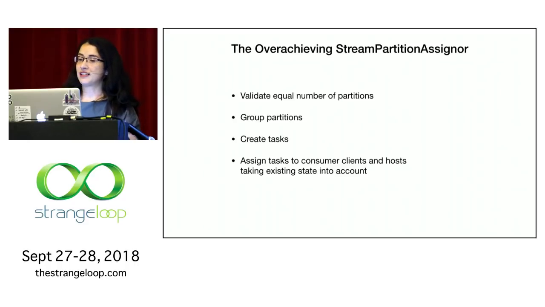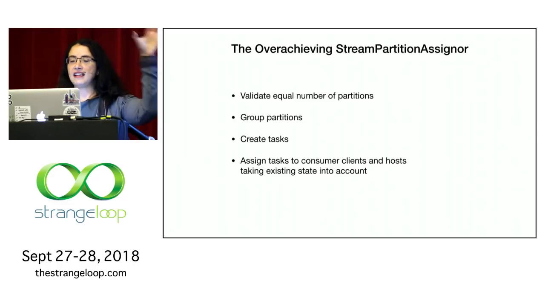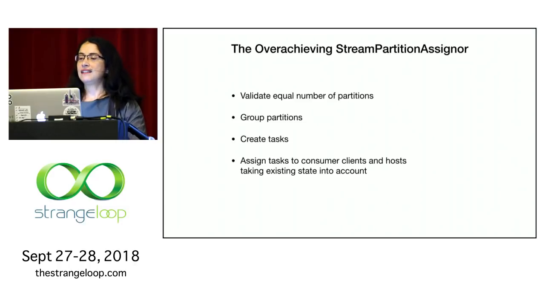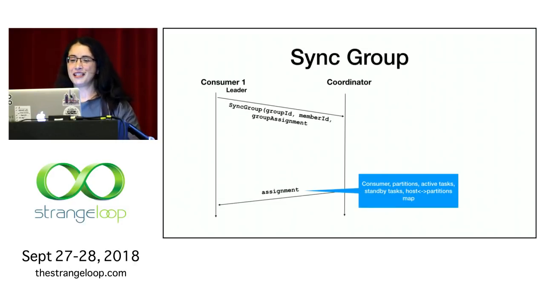So basically, the partition assigner does a lot of work. It validates that both topics have an equal number of partitions. Otherwise, it will be really hard to join them correctly. We validate that it groups the partitions. It creates the tasks that have to process them. It assigns the tasks to consumers and to hosts, based on the availability of RocksDB. And then it sends back all this information in an assignment. Like those are the partitions, those tasks are active, you run those tasks with those partitions, and here's a mapping to this host. If you're this host, run this stuff.